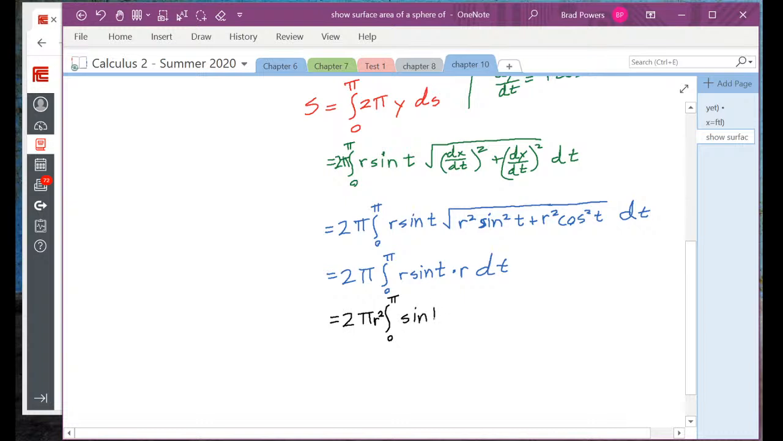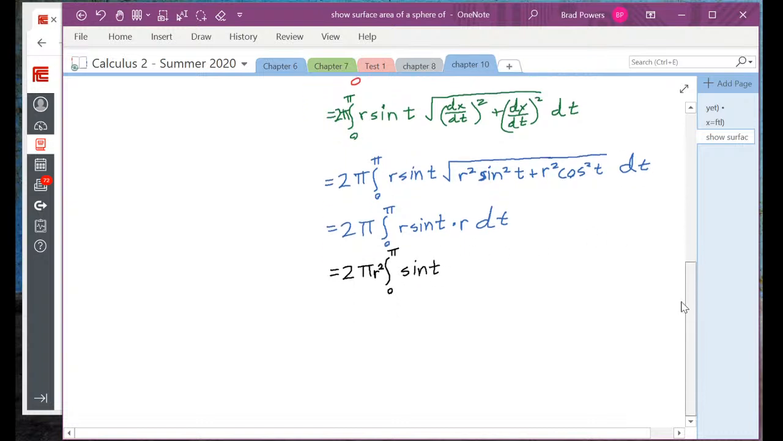Oh my goodness, I think I know the integral of sine. I hope I do. If I don't, I have no business teaching Calc 2. 2 pi r squared times the integral of sine, which is negative cosine of t, from 0 to pi.